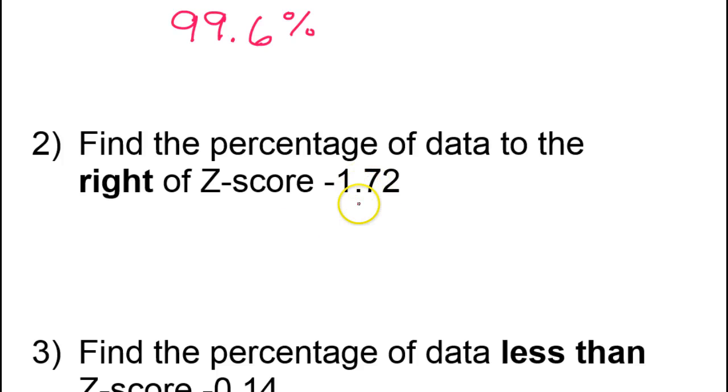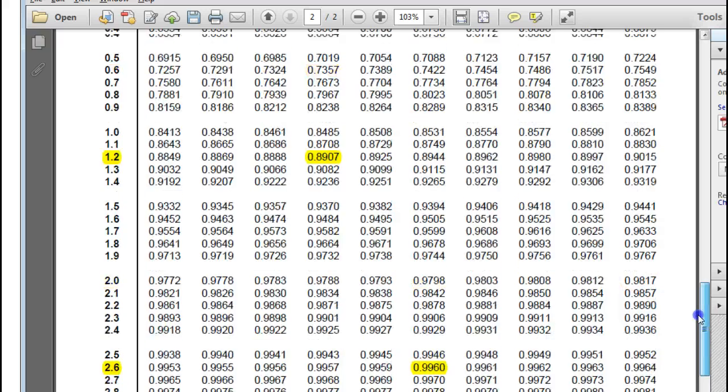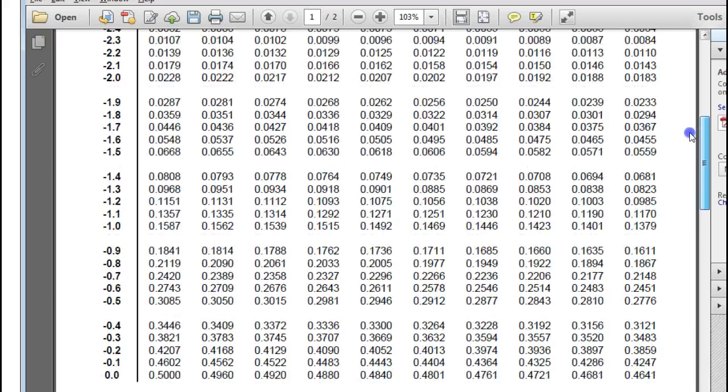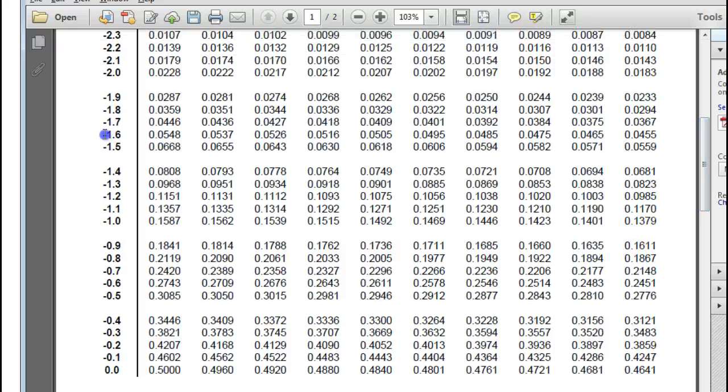So let's find it. So negative 1.72. I'm going to find negative 1.72 on my chart. It's on the other side of the page this time. I start at negative 1.7, which is right here. Okay, there it is. There's my negative 1.7. The 2 tells me at which column to look. So this is column 0, 1, 2. So this is the percentage at which we should be looking.